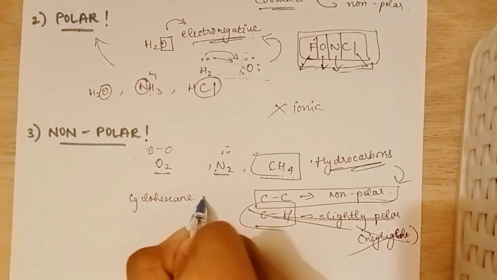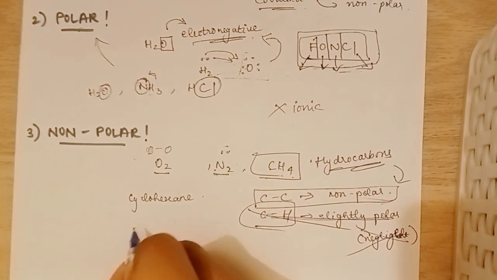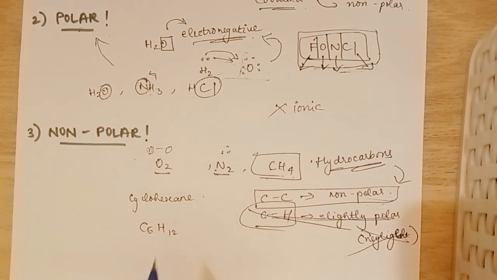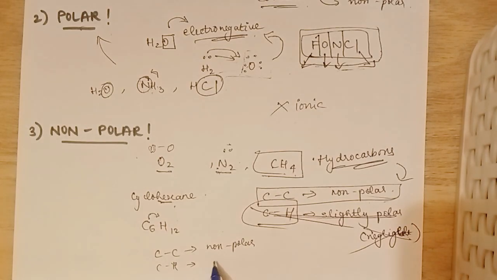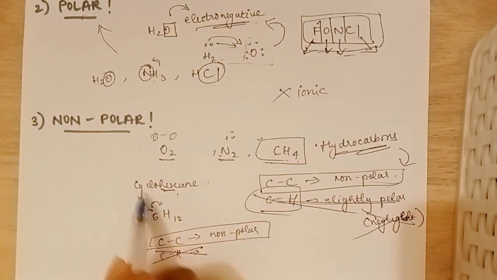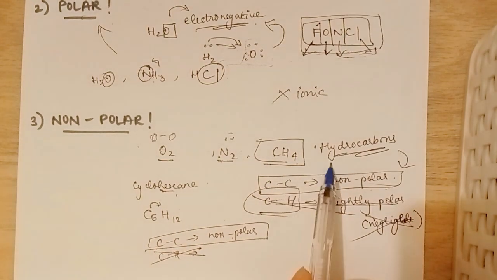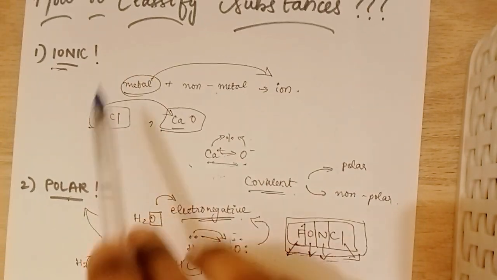Now talking about hydrocarbons, what about cyclohexane? What is the formula for cyclohexane? C6H12. Cyclohexane, C6H12. Over here again, CC bonds, that is non-polar. And there will be also CH bonds. CH bonds are slightly polar, or we cancel it out because it is negligible. So cyclohexane is also non-polar, or all hydrocarbons are non-polar. This is how you find out whether a substance or a compound is non-polar, polar, or ionic.